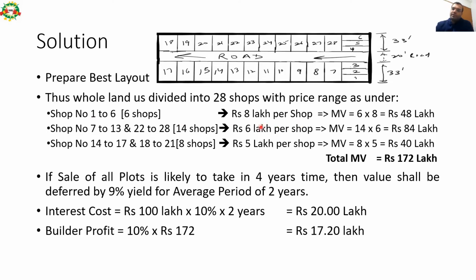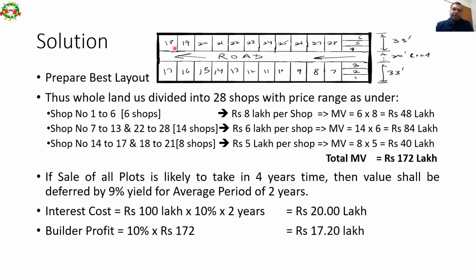So 1 2 3 4 5 6. So the total market value of these 6 shops is 48 lakh rupees. After that, shops 7 to 13, let us say 7 shops this side and 7 shops inside in front of these shops, so put together 14 shops are in the middle of the layout. These shops, say, have a value of 6 lakh rupees per shop. So 14 into 6 gives the value of these 14 shops equal to 84 lakh rupees.